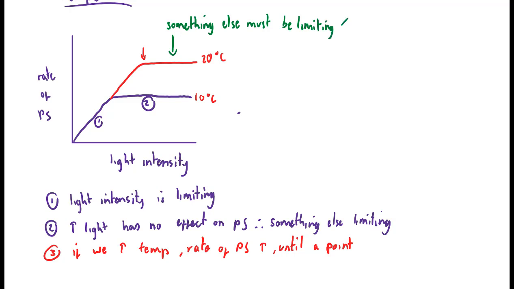Now, that could be carbon dioxide, it could be the amount of water, but it's not going to be light because we continually increase the light intensity. It could also be temperature, because as we know, plants can survive in temperatures above 20. So perhaps if we increase the temperature again, it would photosynthesize at a faster rate. But what we can definitely say is that between here and here, photosynthesis was limited by temperature. And that's because the only difference between here and here is the temperature. And when we increase the temperature, the rate of photosynthesis increases.